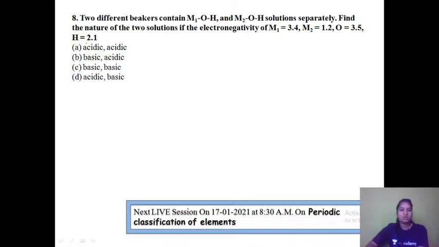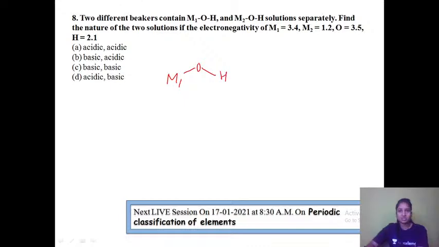Okay, two different beakers contain M1OH and M2OH solutions separately. Find the nature of the two solutions if the electronegativity of M1 is 3.4, the electronegativity of M2 is 1.2, that of oxygen is 3.5, and that of hydrogen is 2.1. Okay, so let us see M1OH.